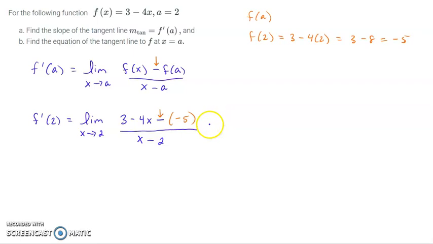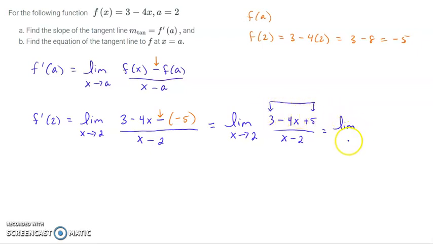And now let's go ahead and simplify what we have. This is going to be the limit as x goes to 2. In our numerator, we've got 3 minus 4x plus 5, and in our denominator, we have x minus 2. Let's combine like terms here. We can combine the 3 and the 5. Again, make sure you're carrying your limit notation throughout this problem. 3 plus 5 is going to give us 8, so we'll have 8 minus 4x in our numerator and x minus 2 in our denominator.